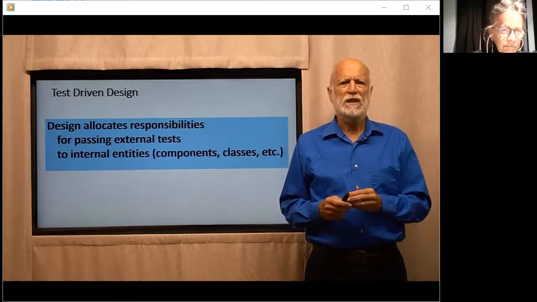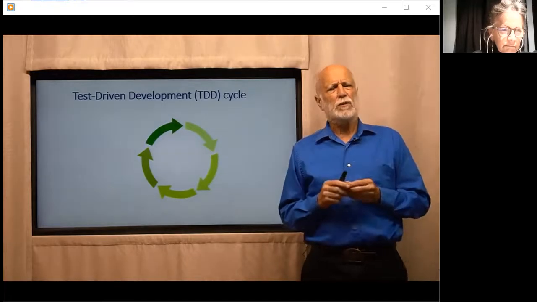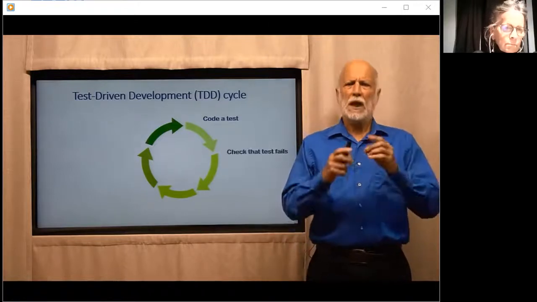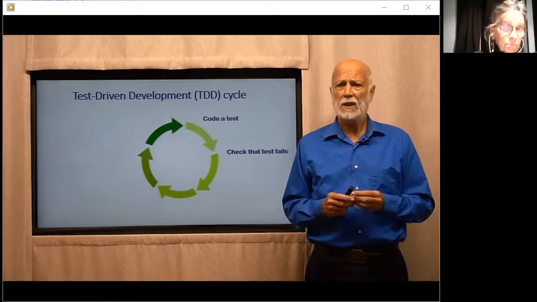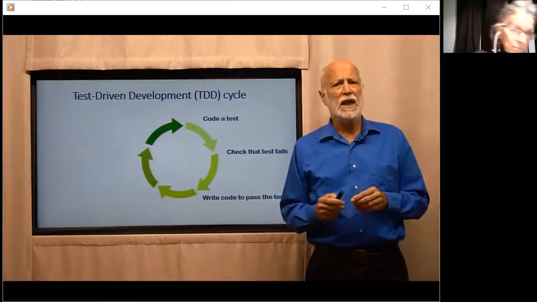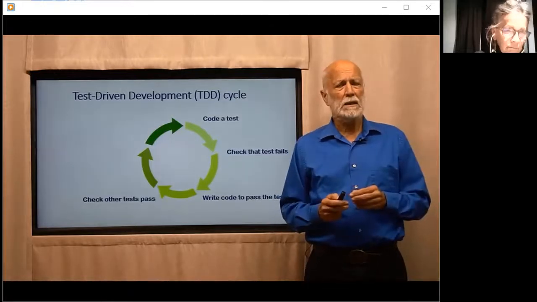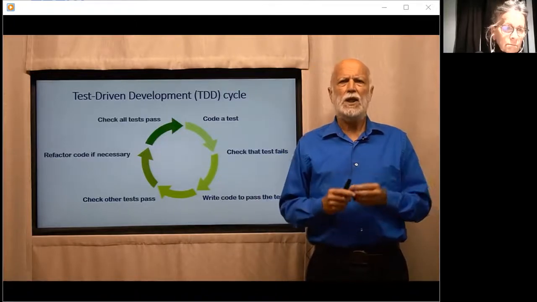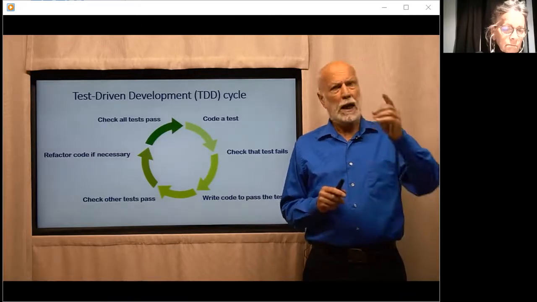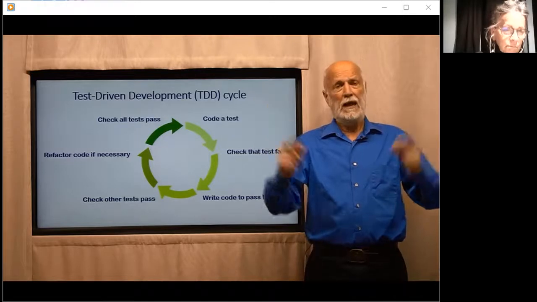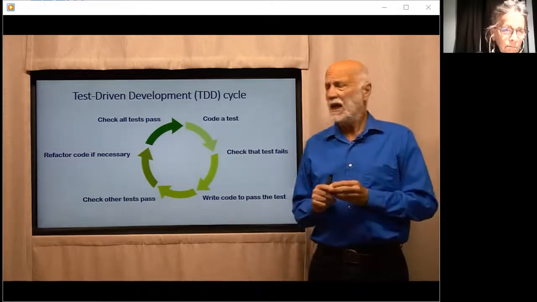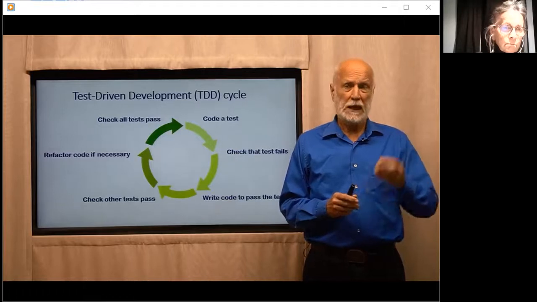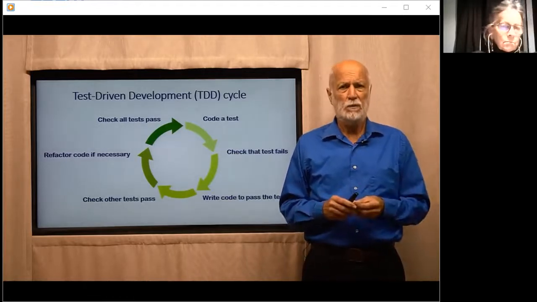That's test-driven design. So we also have a test-driven development cycle, which consists of writing the test first, checking that the test fails, to make sure that the test is actually testing something, writing the code to pass the test, checking that all the other tests still pass, now looking at our code and refactoring it if necessary to make it a little cleaner, and finally checking all the other test paths. Well, with BDD, we can't really test it until we have the entire implementation. But with TDD, this cycle could be on the order of seconds or minutes, depending on how fast you write the test and how fast you write the code. It's a very quick cycle.